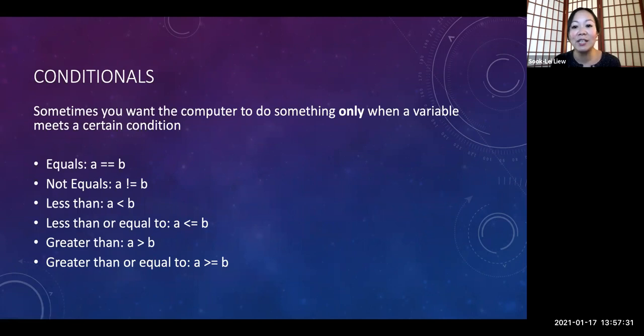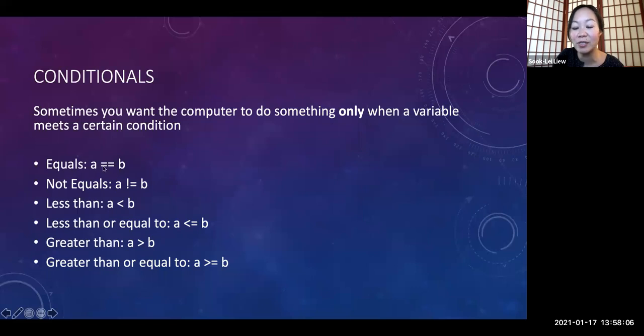And then conditionals, this is that Boolean data type that we talked about, where the data output is either true or false, or those are like the only two values it can hold. So sometimes you want the computer to do something only when a variable meets a certain condition. And that's actually really common. So the most common conditionals are equals. So like if A equals B, then do this. Another common one is not equals. And I should point out, sorry, that these are the symbols that will represent that conditional statement.